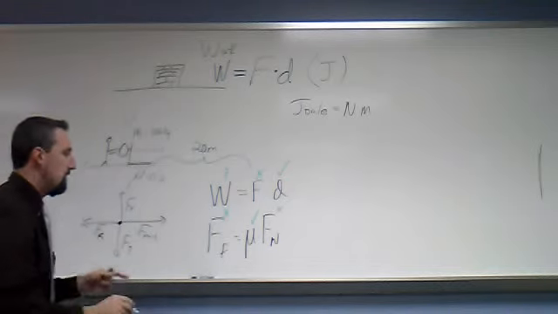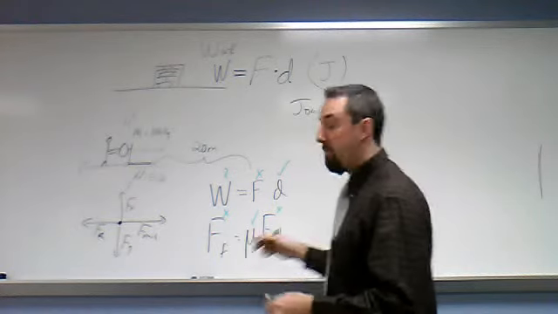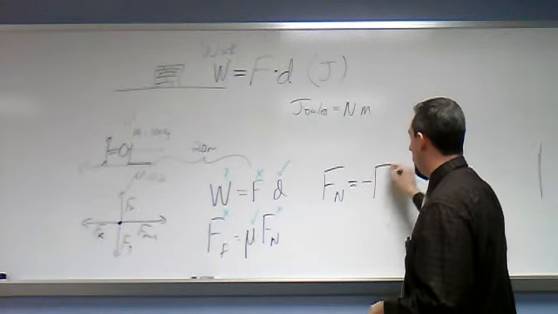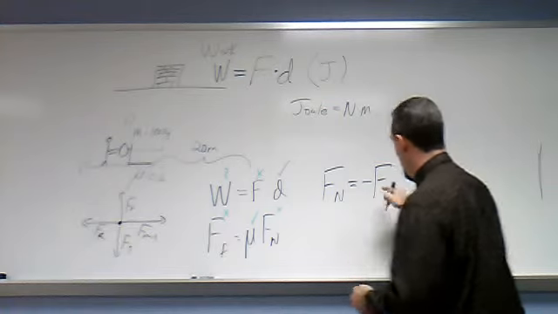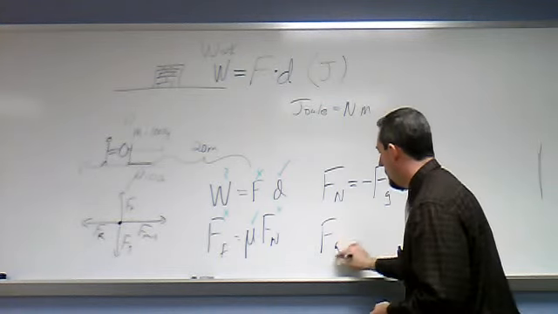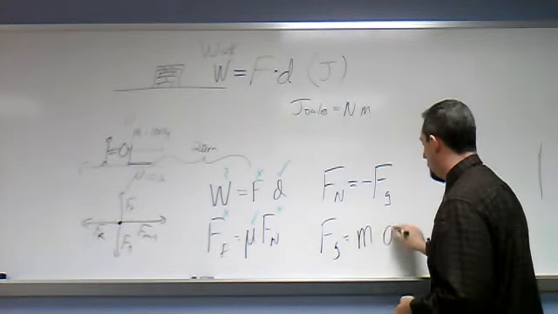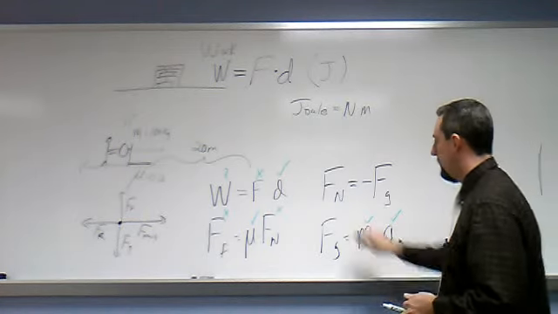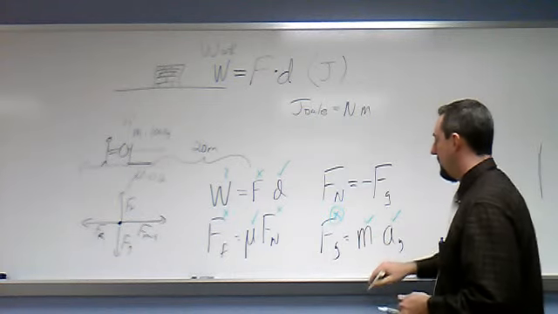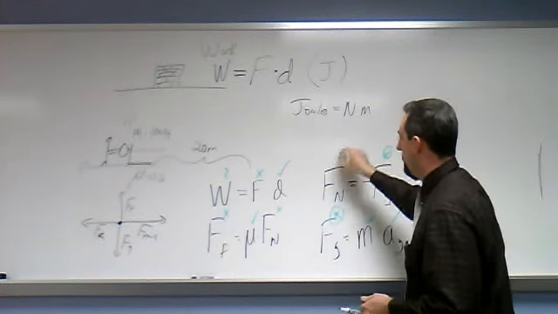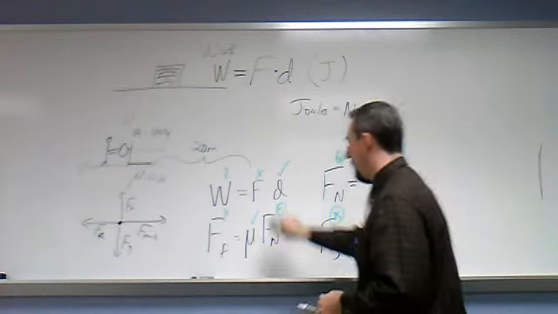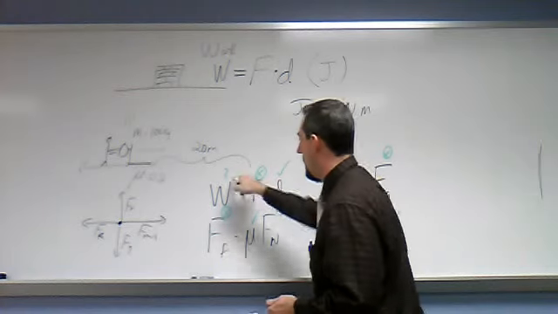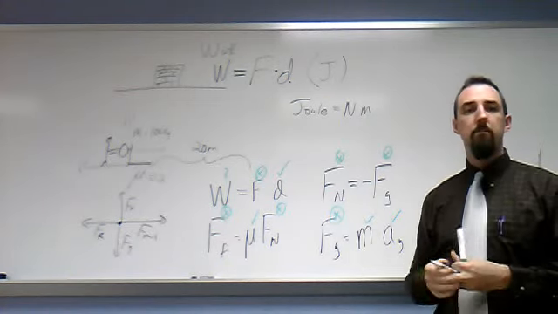So, that means that in this problem, not every problem, but in this problem, normal force is equal and opposite the force of gravity. Well, I also know that gravity, Fg, is equal to mass times acceleration of gravity. Well, I know this, and I know this, so I can get force of gravity. If I can get force of gravity, I can get normal force. If I know normal force, I know friction. And if I know friction, I know work. That's it. Not really complicated.